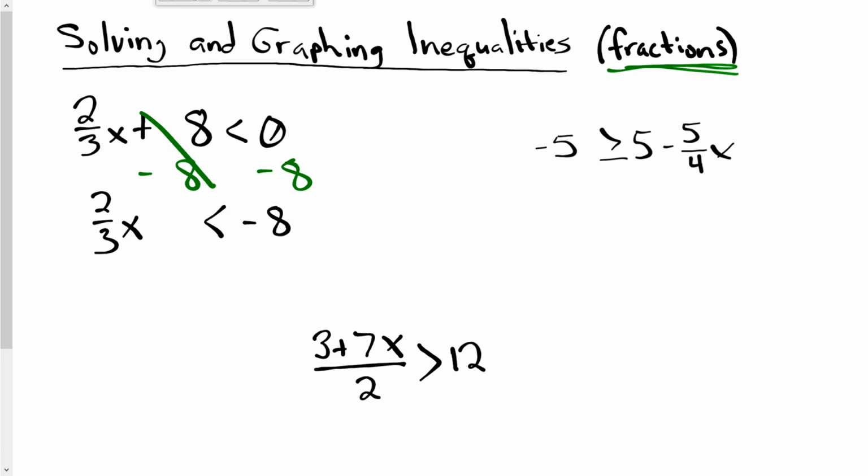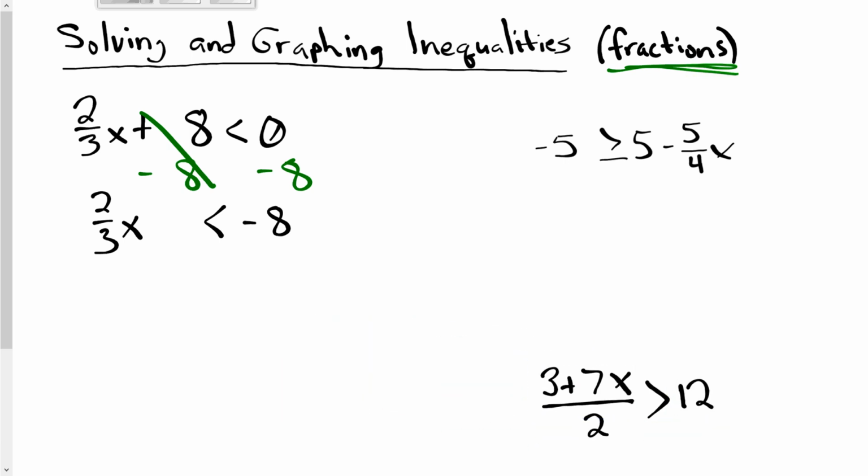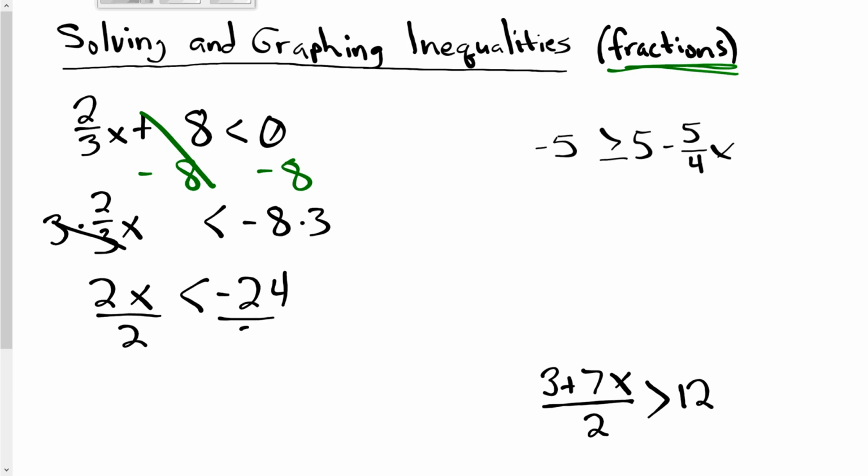And then lastly, I got to get rid of this 2/3. Now I can do that through a 2-step process if I really want to, and I might do that here. You can either just divide both sides by 2/3, or what we can do in the 2-step process is get rid of the fraction by multiplying by 3. That leaves me with 2x is less than -24, and then divide both sides by 2. X is less than -12.